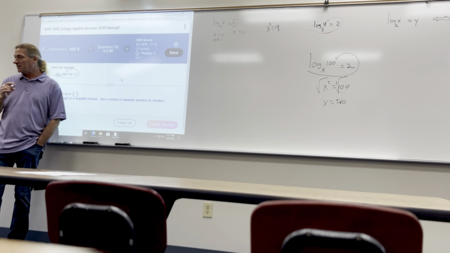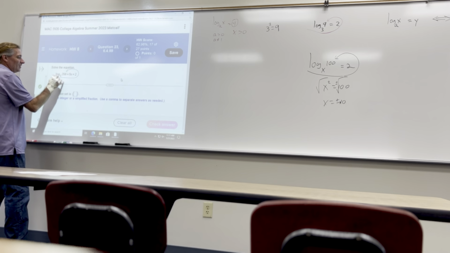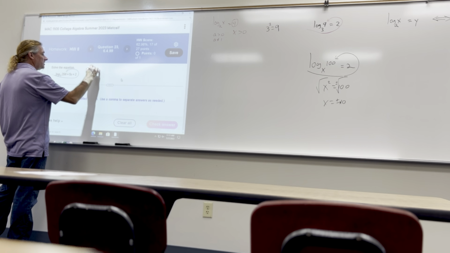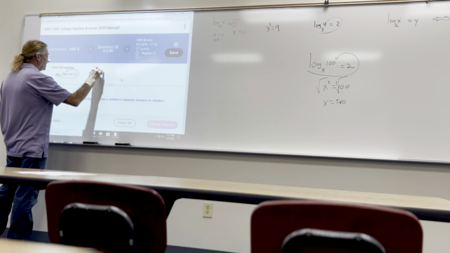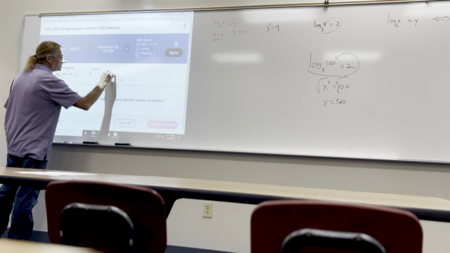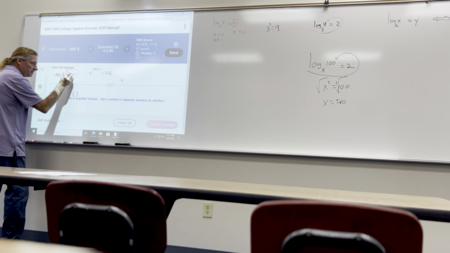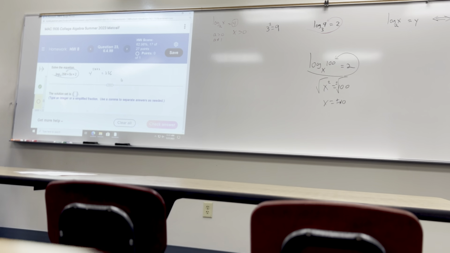Time to wake up. So we have 4 raised to the 5x plus 2 is equal to 256, right? See that? 4 raised to that 5x plus 2 equals 256. Now, how do we solve an equation like that? Well, do you remember what we did yesterday?